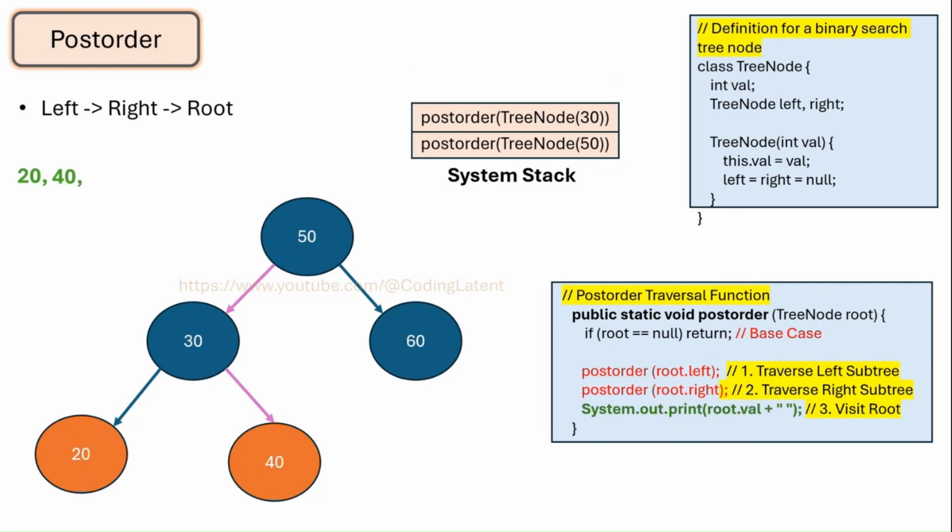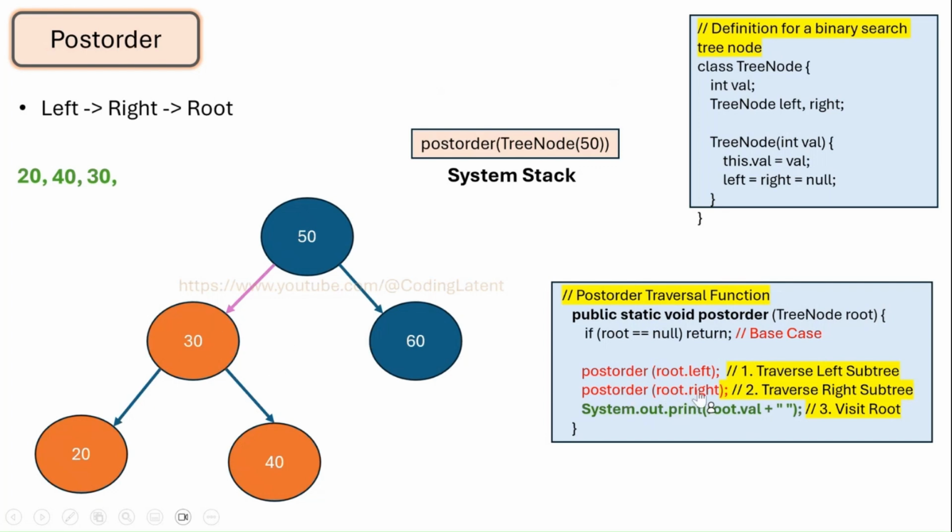And it will basically backtrack to the previous post-order function execution, which is for the tree with the 30 as a root. Now left is completed, right is completed, so the call will come here. So we'll print the 30 and backtrack because the post-order function execution for node 30 is completed. So it will backtrack to the previous post-order function execution from where we had called this post-order for 30. So it will come here now because left side of the 50 is completed.